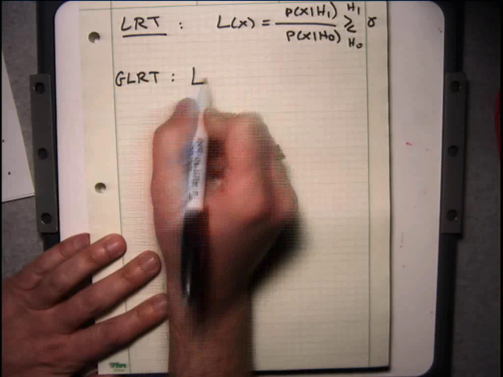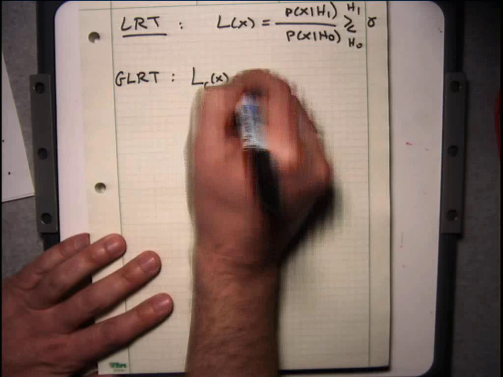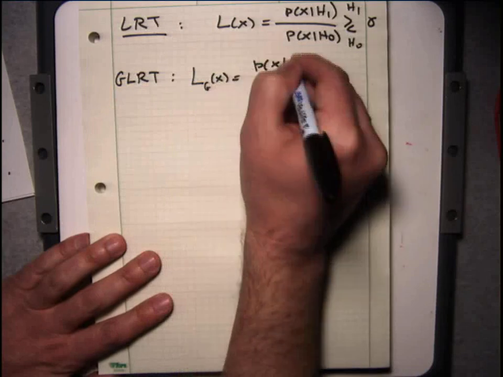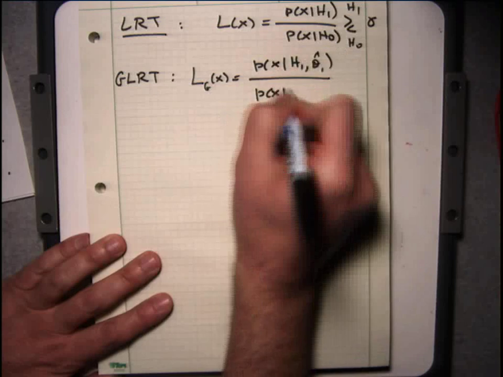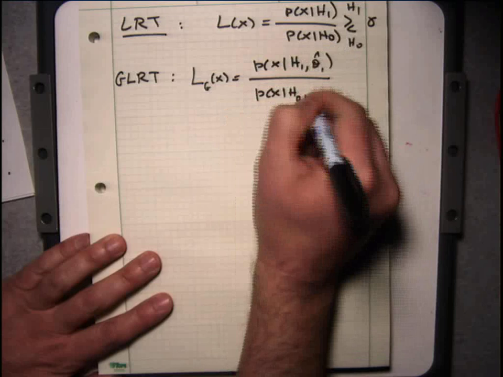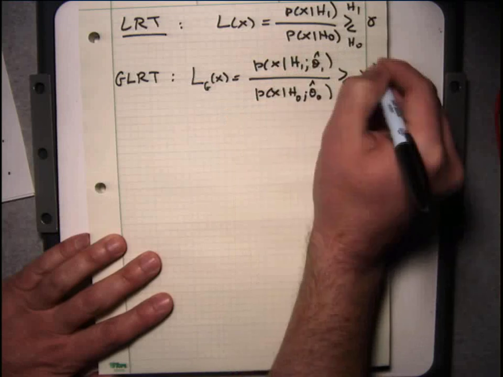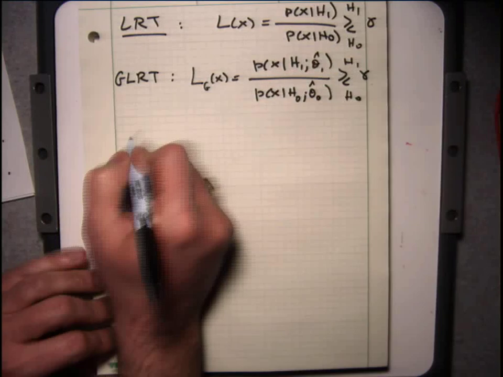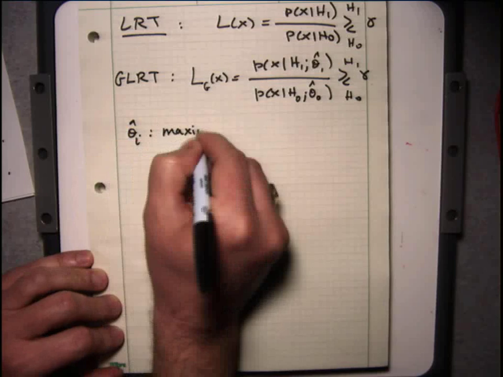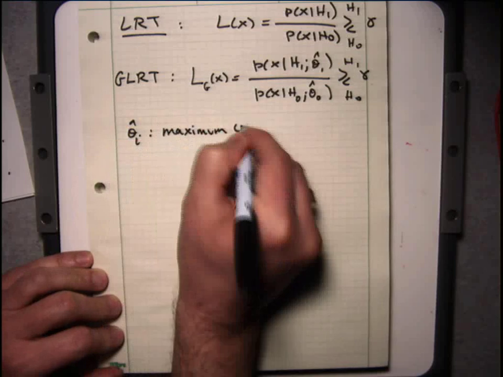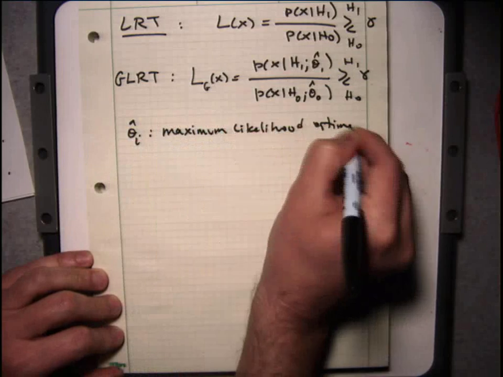For the GLRT, we like to write the likelihood function as L_g of x. This is P of x given H1, theta 1 hat, over P of x given H0, theta 0 hat, compared to a threshold, H1 and H0. And theta hat_i are the maximum likelihood estimates.